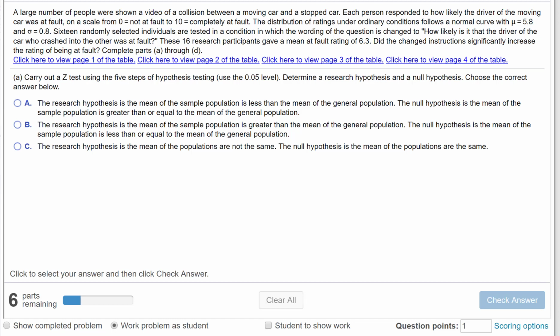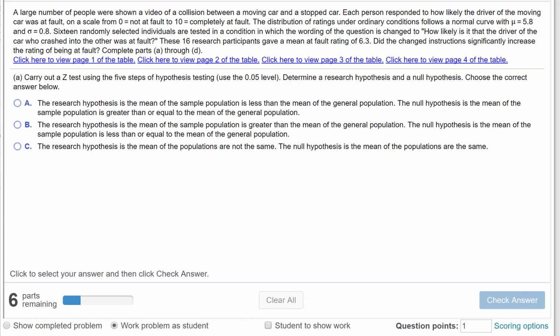0.8. Now, 16 randomly selected individuals are tested in a condition in which the wording of the question is changed to, quote, how likely is it that the driver of the car who crashed into the other was at fault? These 16 research participants gave a mean at fault rating of 6.3. Did the changed instructions significantly increase the rating of being at fault?